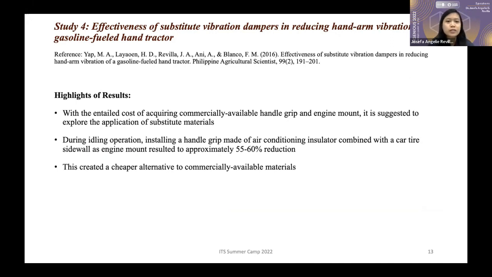So during idling operation, installing a handle grip made of air conditioning insulator combined with a car tire sidewall as engine mount resulted in approximately 55 to 60% reduction. So this is quite, I cannot say significantly higher than the commercially available ones, but the reduction is obviously higher than the commercially available ones. This created a cheaper alternative for commercially available materials, which is more feasible for the farmers to use.